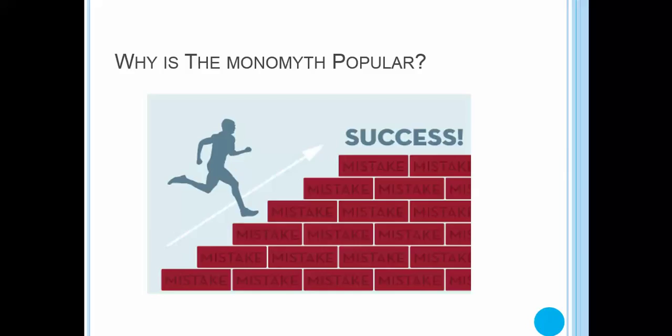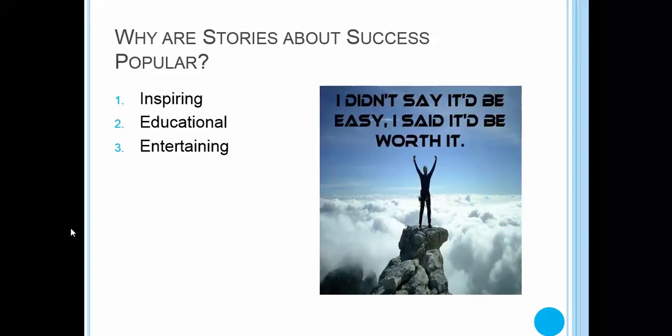And it could be succeeding in anything, starting a business, romance, saving the planet, whatever. At the end of the day, they're all just about how to succeed, and that is what the monomyth is about. The thing about these success stories is they're inspiring, they're educational, they're entertaining. That is why people love to hear stories about how to succeed. That's what they love.